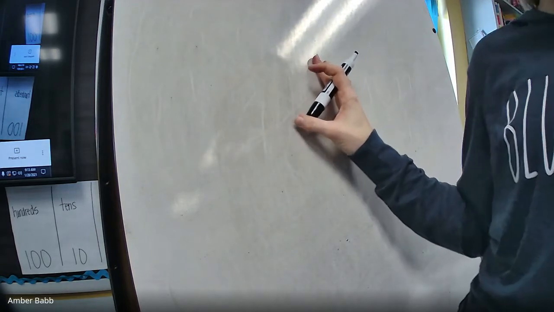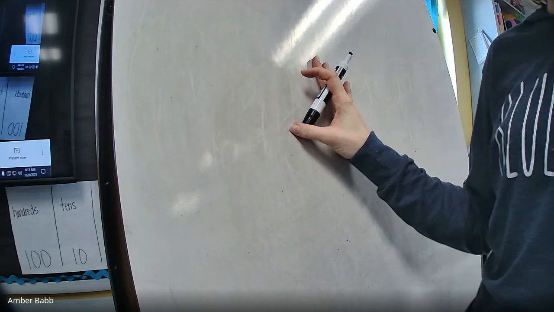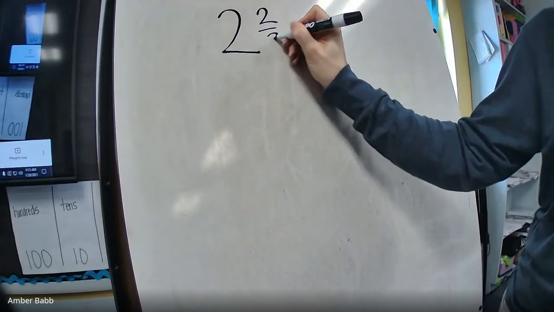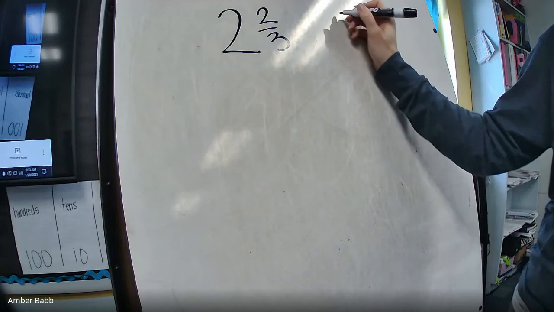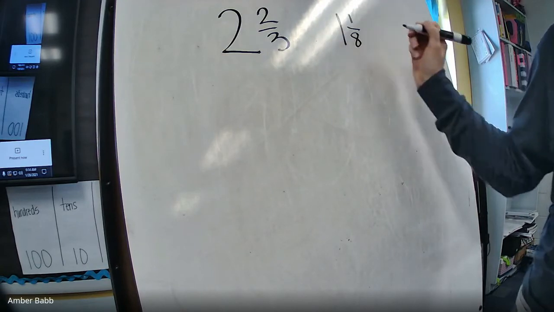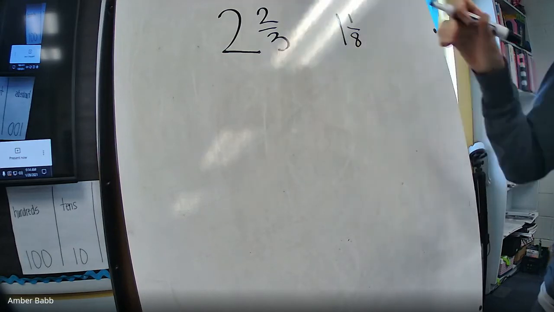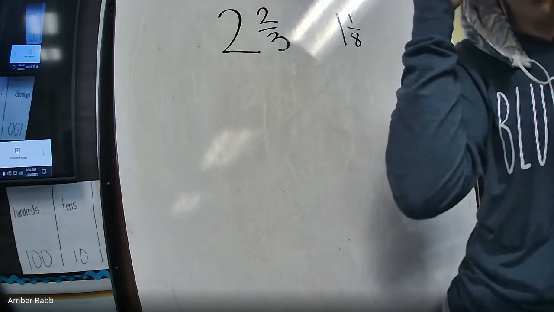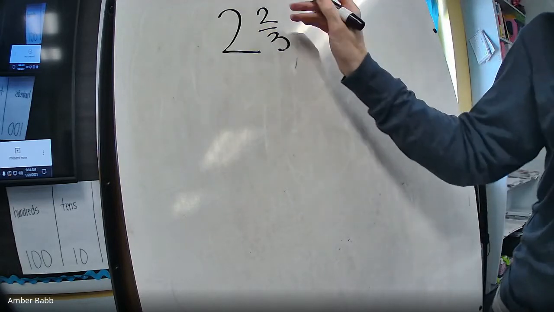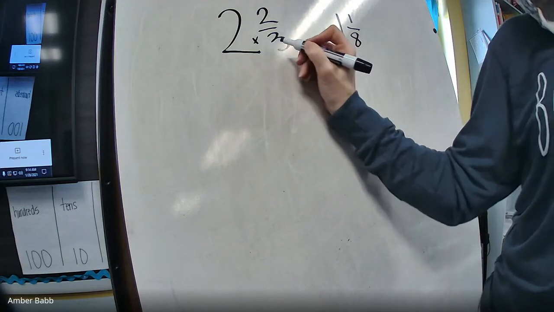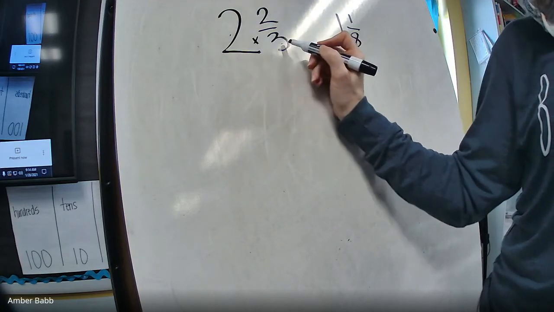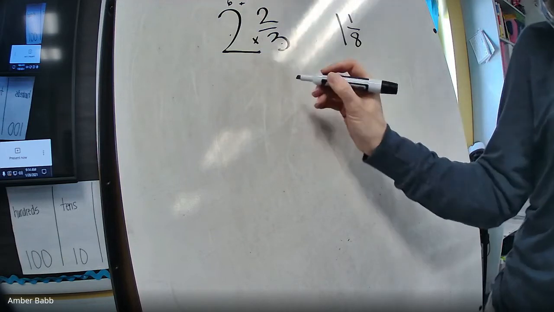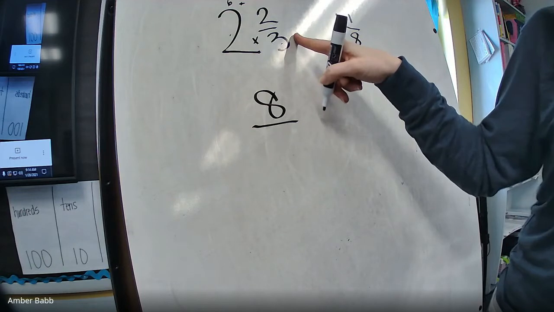Let me go back to one of the ones that's going to be a little bit more difficult. What if we have a mixed number that we need to compare? So I've got 2 and 2/3 versus 1 and 1/8. Before I can compare these, I need to change them to an improper fraction. We already learned that a couple weeks ago. When we convert a mixed number to an improper fraction, we multiply our denominator times our whole number. So 3 times 2 is 6. And we need to add that to the numerator. So 6 plus 2 is 8. And I put that back on top of the original denominator.